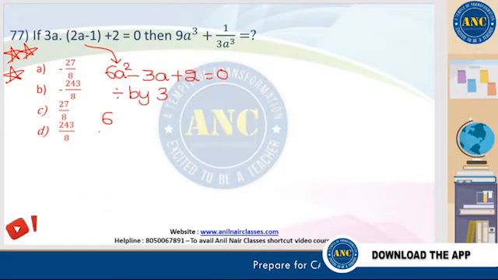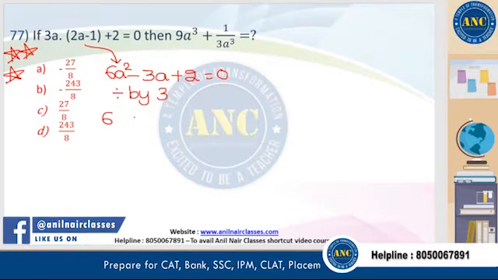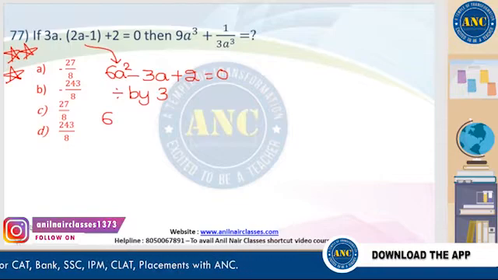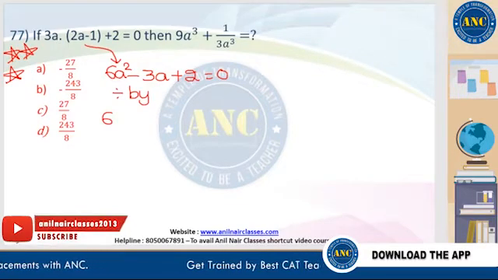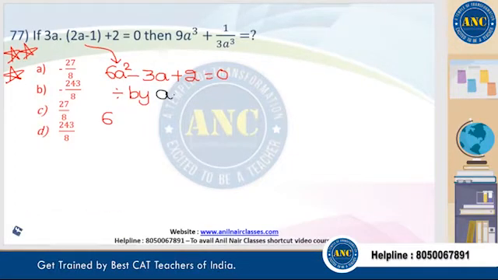2a square, right? This will become 2a square. Or instead of dividing the entire equation by 3, I will divide the entire equation by a. Sir, how will you come to know whether to divide by a or whether to divide by 3? What is that you are using this shortcut? How will we come to know that we need to divide by a?